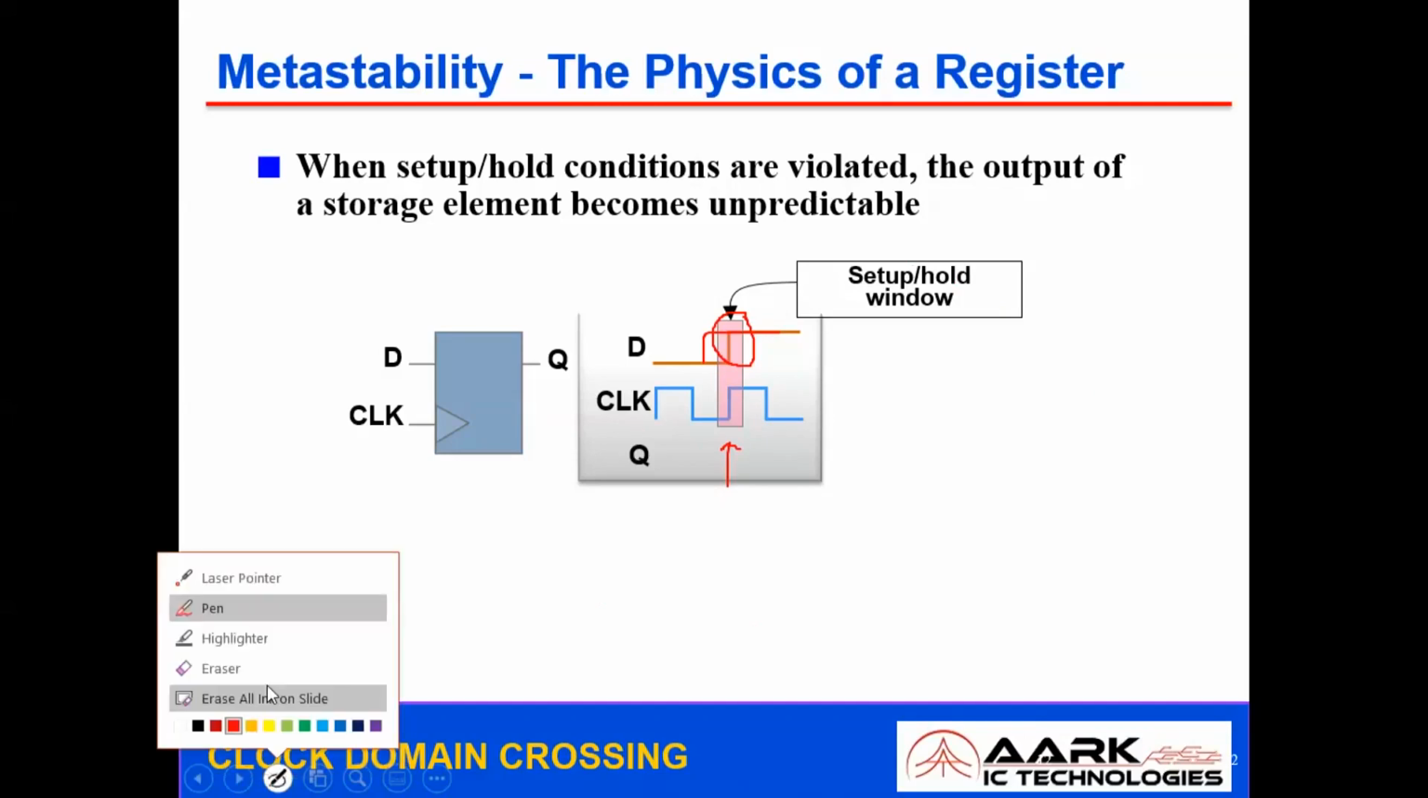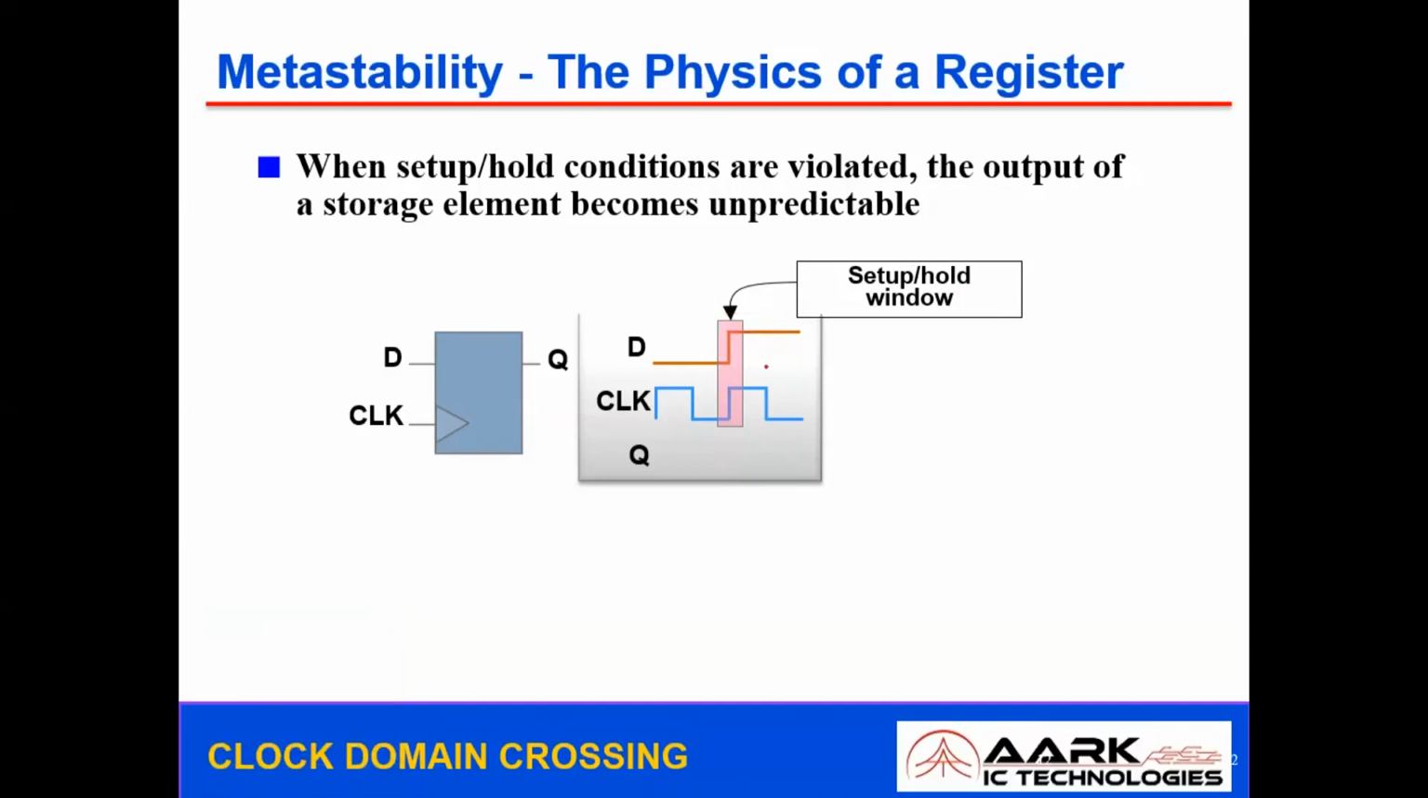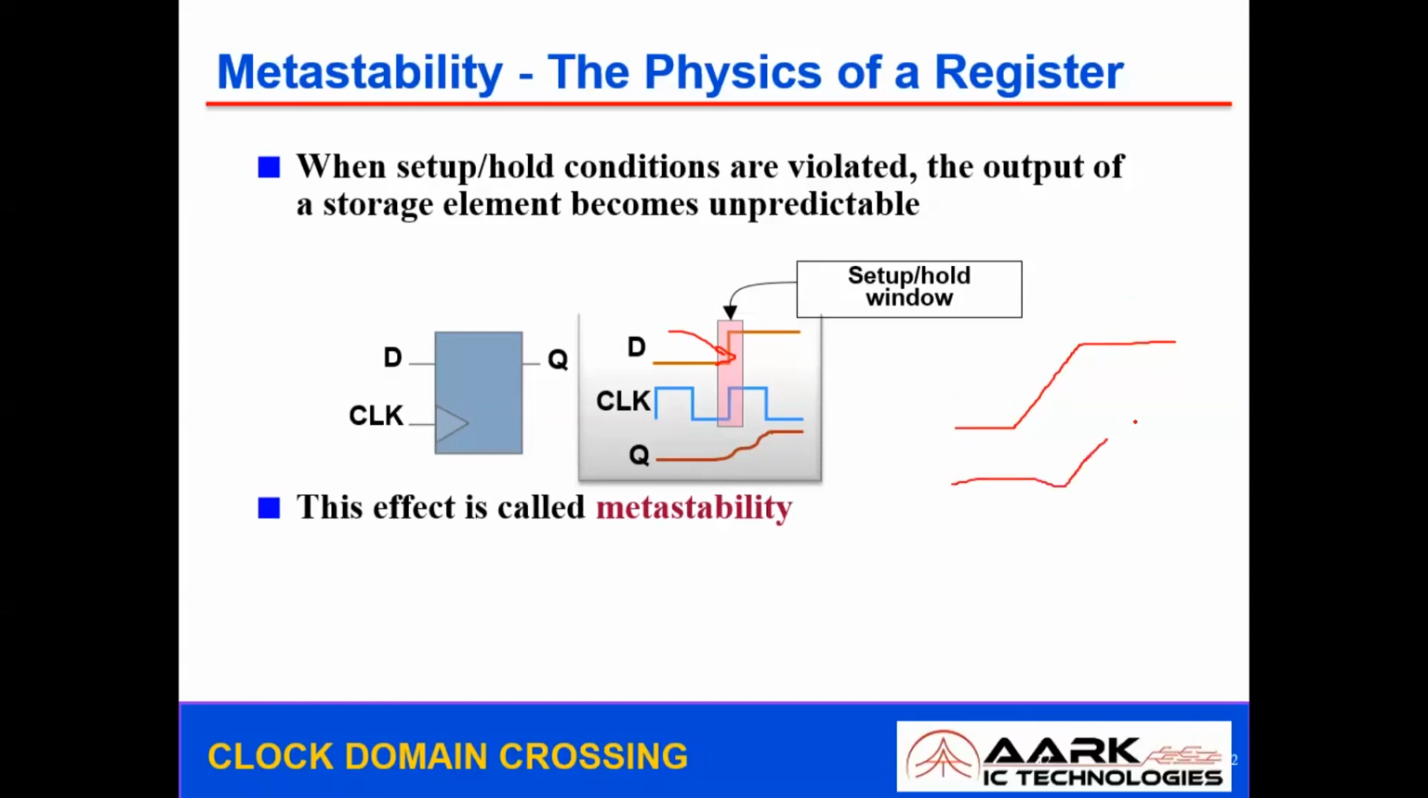On the other side, if it doesn't stay constant during this window, and if it changes like this scenario, then it might fall into violations. When it violates, you'll get unpredictable storage in the device. So this leads to metastability. When setup and hold conditions are violated, the output of a storage element becomes unpredictable. So what is meant by unpredictable? Unpredictable in the sense of when you are capturing the data, when it is rising and you are writing the data, your data might be at this level or it might be at this level. You cannot predict whether it is at logic 0 level or at logic 1 level. So this is what we call the metastable state.